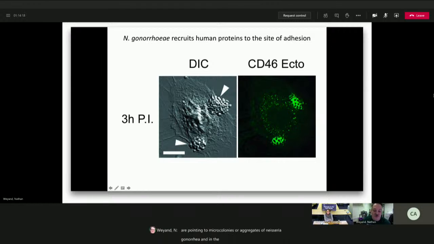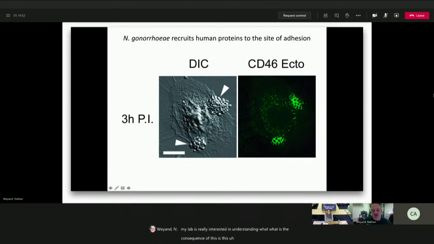In the right image, this is the same cell, but we've stained the cell with a fluorescent reagent that lights up green in an immunofluorescence microscope. And we're looking at a human protein, seeing where it localizes during infection. So this is after 3 hours of infection in a laboratory dish. And this protein called CD46, which I'll teach you a little bit more about coming up, is clustering at the site of bacterial adhesion.